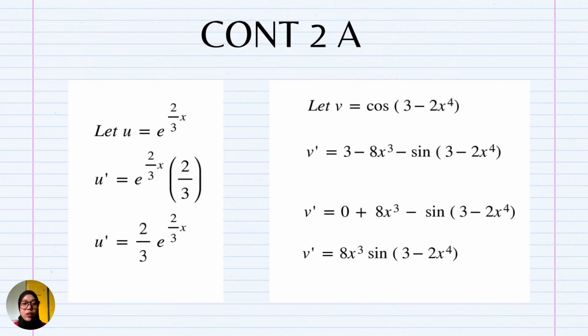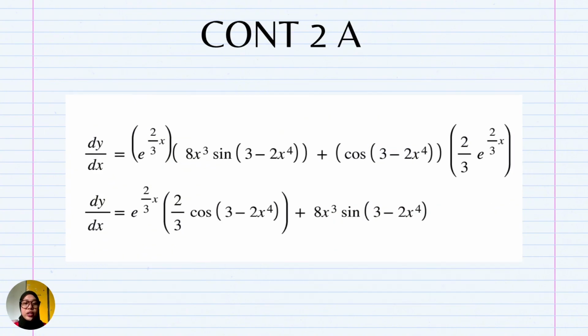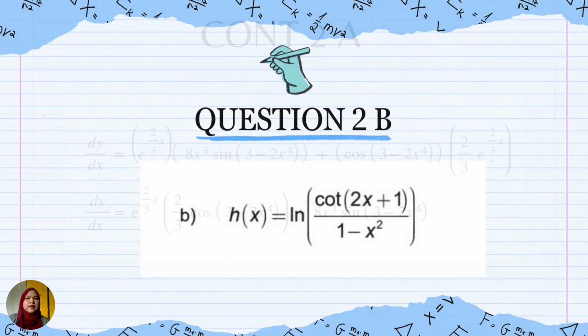When we differentiate the cosine part, v, we have to use the chain rule because there is another function inside it. This gives us a negative sign multiplied by the derivative of the inside bracket, which is negative 8x cubed. Finally, we put our derivative back into the product rule formula and factor out the common terms to get the final answer.